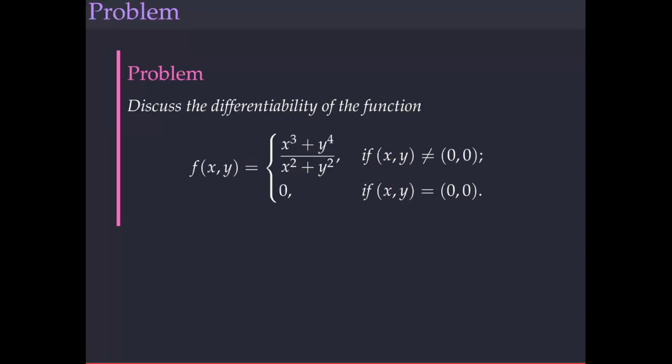So the problem is: discuss the differentiability of the function given by f(x, y) = (x cube plus y to the 4) by (x square plus y square) if (x, y) is not equal to (0, 0), and 0 if (x, y) equals (0, 0). We will solve this problem by two methods. The first method involves computing the directional derivative, and the second method involves seeing the linearization of this function. So let's head to the solution.